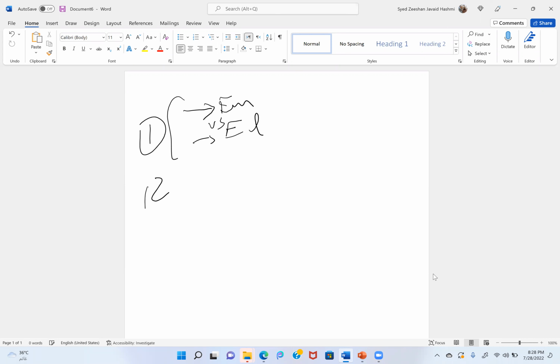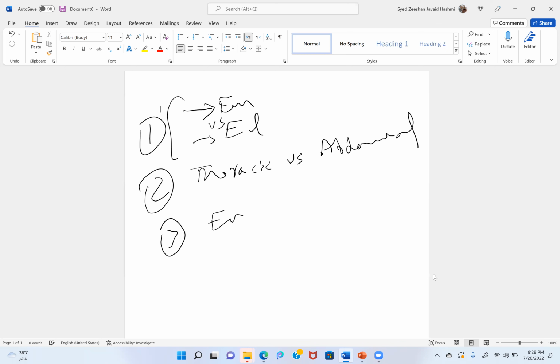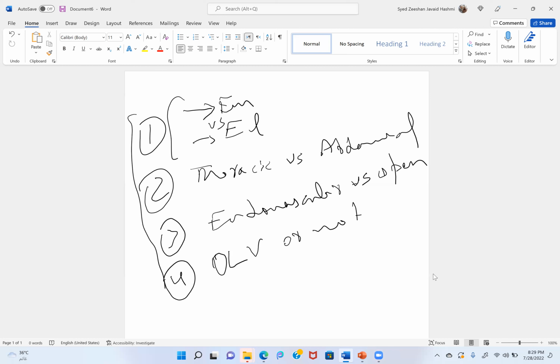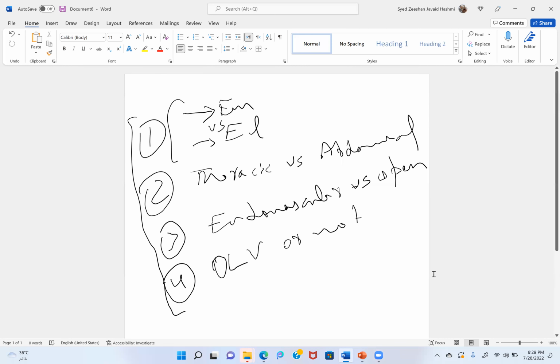Then it will be either thoracic versus abdominal surgery. Okay, so this will be number two. Then number three will be whether it is endovascular versus open. Then sometimes, according to the location, maybe provision of one lung ventilation or not. Okay, so you can just divide into these.